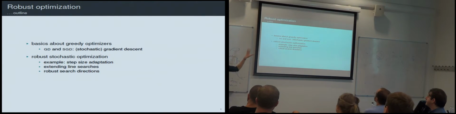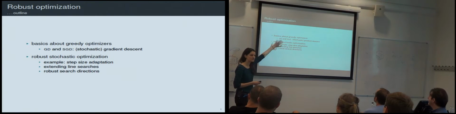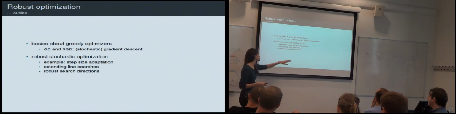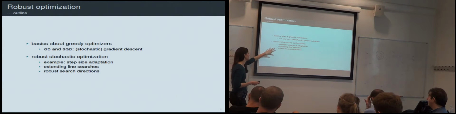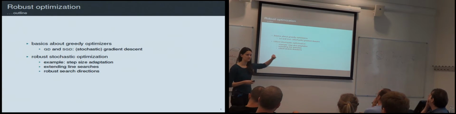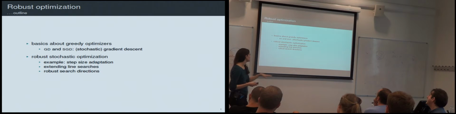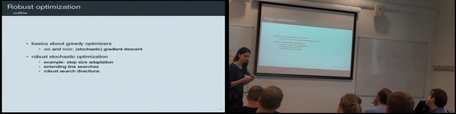And just to give the talk a little bit of structure, first I'd like to talk about the basics of greedy optimization, especially about gradient descent and stochastic gradient descent, and also quickly explain what stochasticity actually means and where it comes from. And then for the most part of the talk, I'd like to talk about how we could robustify stochastic optimization. And I'm going to talk about a specific example, which is step size adaptation.